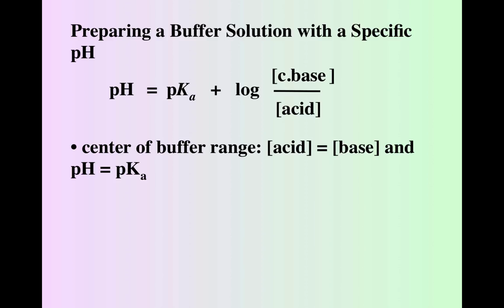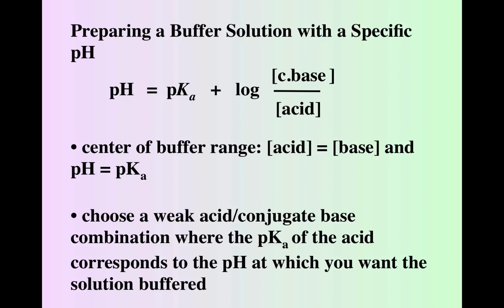All right, the center of the buffering range is when the weak acid concentration is equal to the base concentration. pH is equal to the pKa. So choose your weak acid and the conjugate base. Set the ratio, and you would pick a pKa that's close to the pH you want to buffer at. That's all.